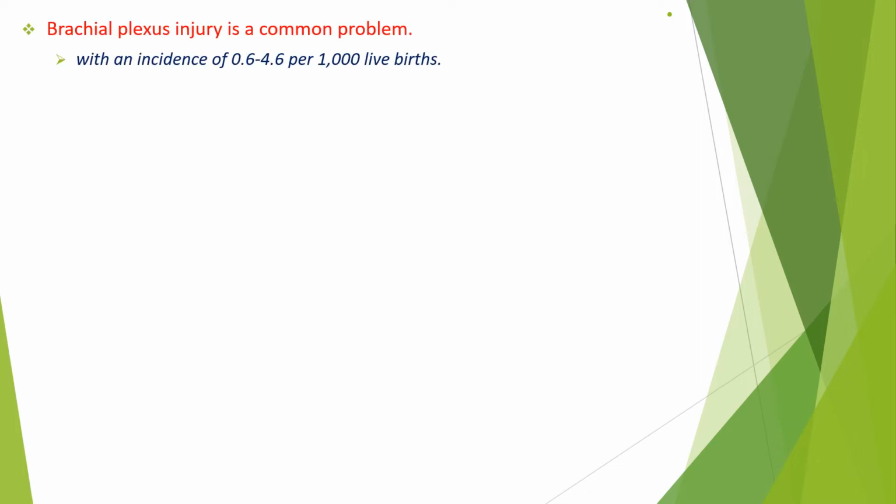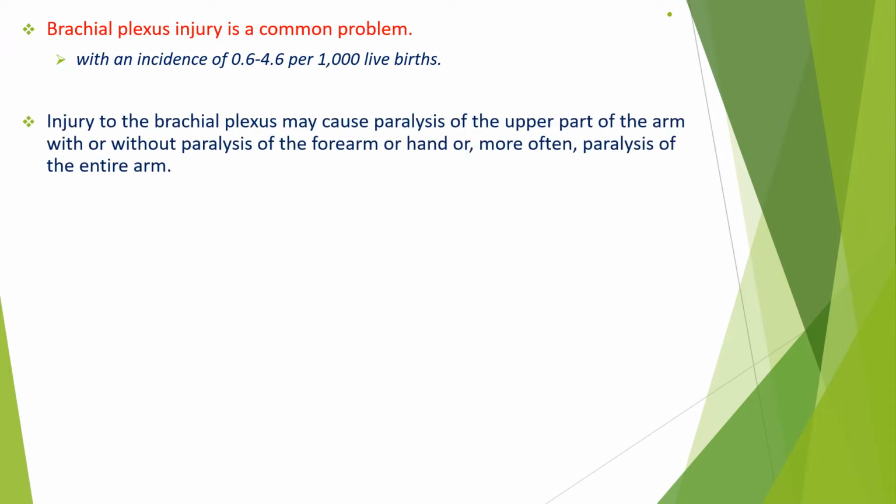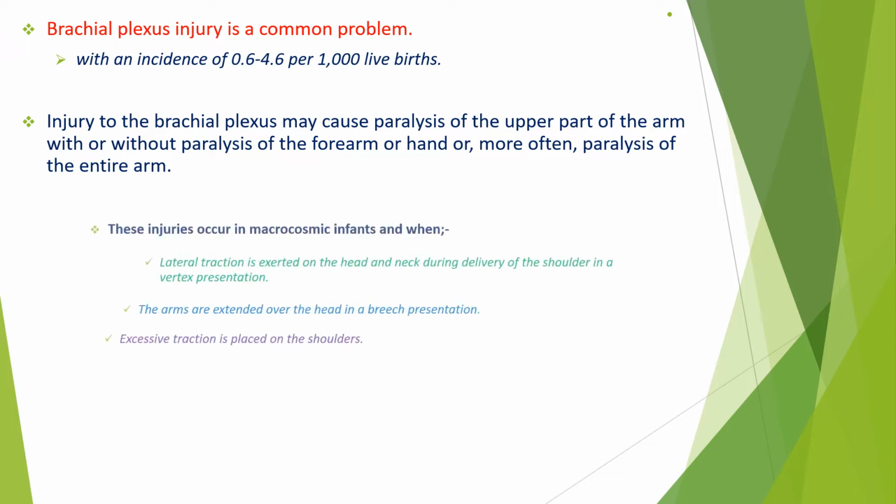Brachial plexus injury is a common problem with an incidence of 0.6 to 4.6 per 1000 live births. Injury to the brachial plexus might cause paralysis of the upper part of the arm, with or without paralysis of the forearm or hand, or more often paralysis of the entire arm.